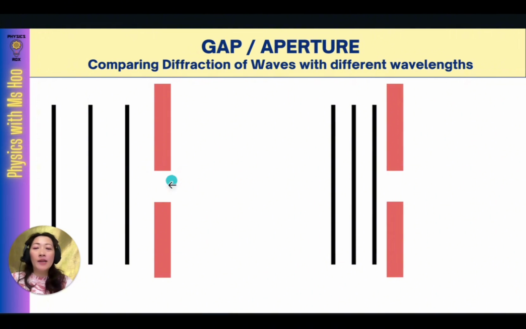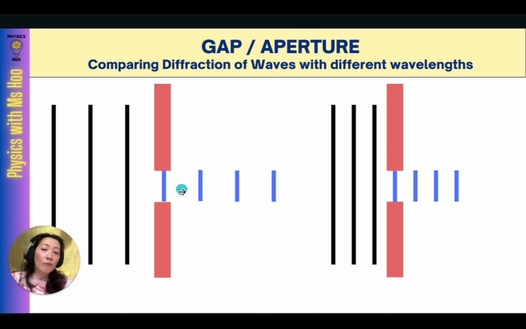Now, because only the middle part of the wave is able to pass through, to help us understand diffraction, let's just draw the middle part of the waves that are passing through the gap. Remember that the wavelength remains the same, because there is no reason why the wavelength would change when the part of the wave that can pass through travels through the gap.